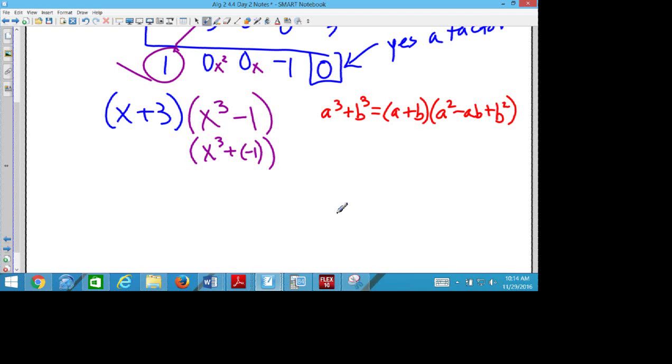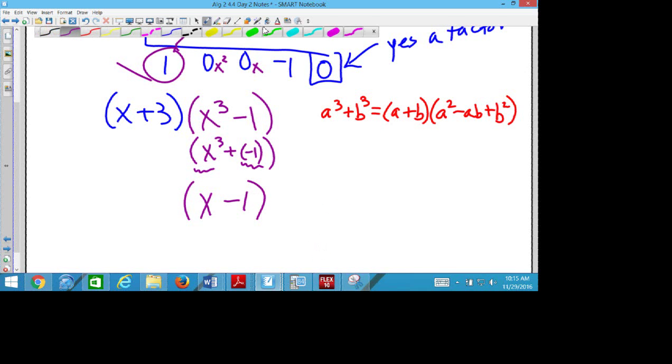So what would be my A value? To do that, I would do the cube root of this one here. What times what times what is x to the third power? X times x times x. So I put x right here. And then what times what times what is negative 1? Negative 1. So I have those numbers there. This is what we did yesterday for those of you that were gone yesterday.